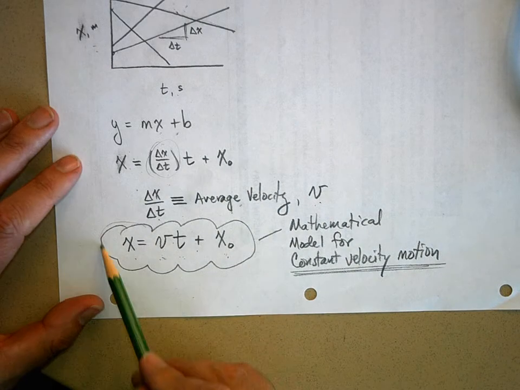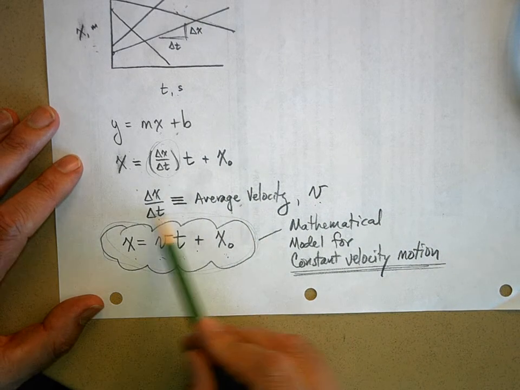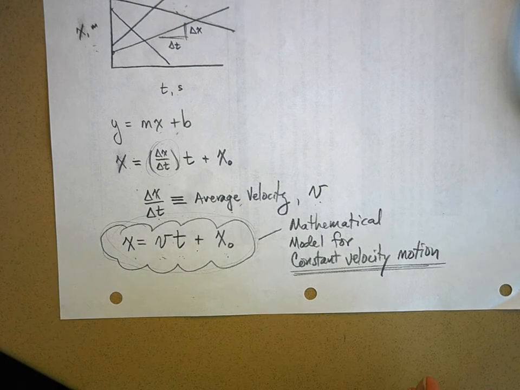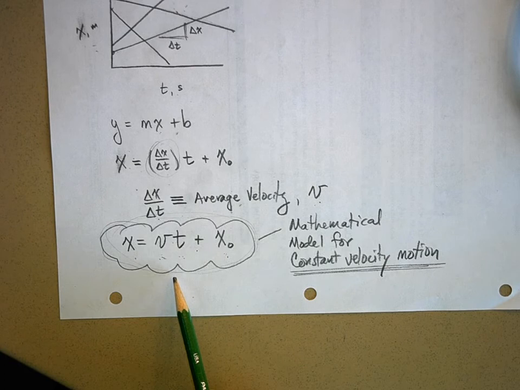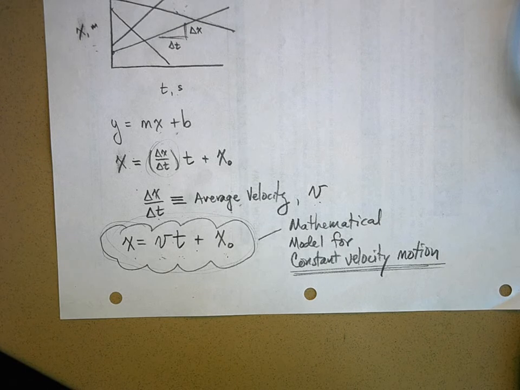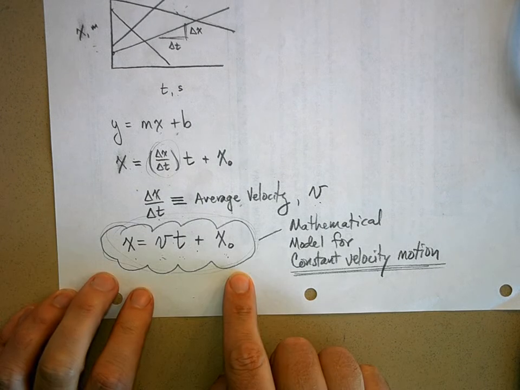And this is the general mathematical model that we're going to use to understand constant velocity motion. This mathematical model is very powerful. It's going to give us the ability to predict what's going to happen before it happens. It's got predictive power. It also describes very precisely what the cars are doing in a very succinct little way.